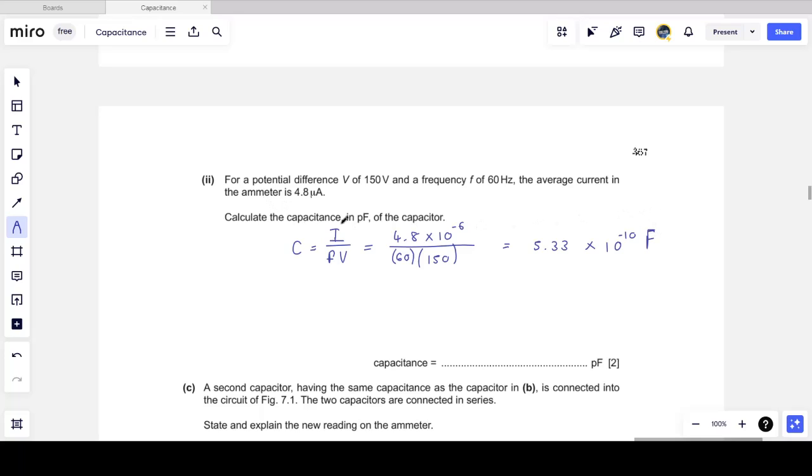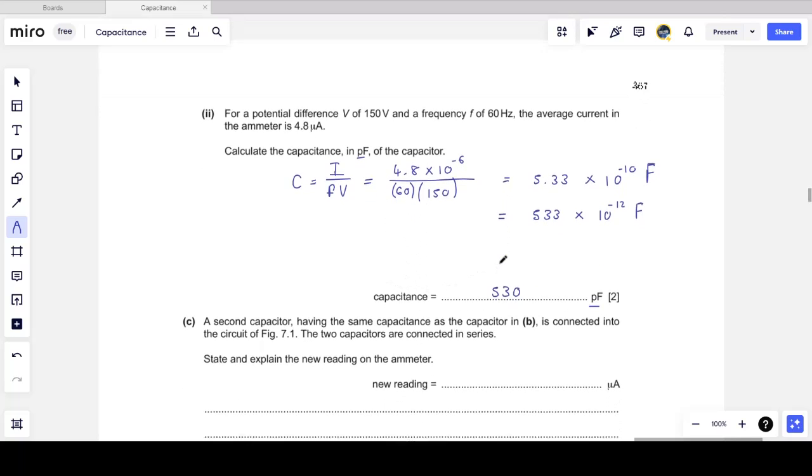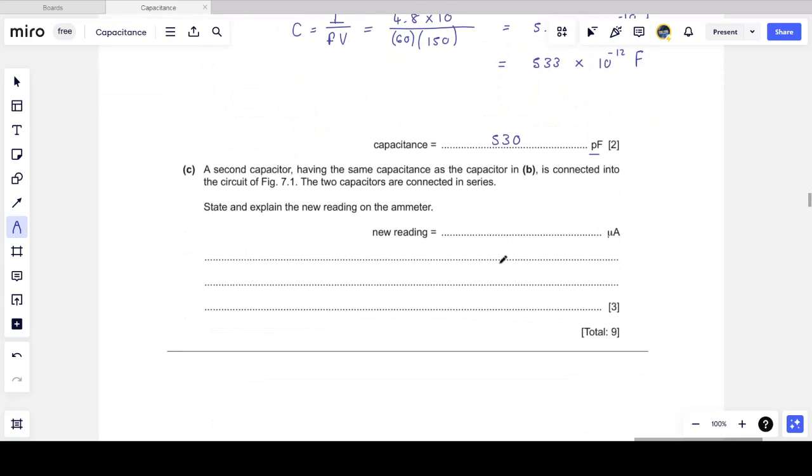But the question specifically says, tell me what the capacitance is in picofarads. So pico is 10 to the minus 12, so I need to write this as 10 to the minus 12. So it's 533 times 10 to the minus 12 farads, which means my capacitor, to two significant figures, is 530 picofarads. Two significant figures because all of my values are actually given in two significant figures here. And so the capacitance is 530 picofarads. Again, a small value of capacitance, as usually will be the case.